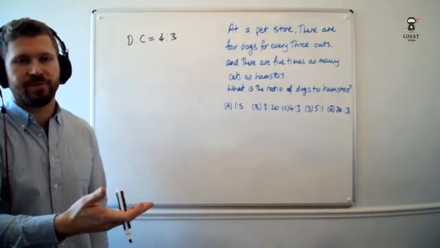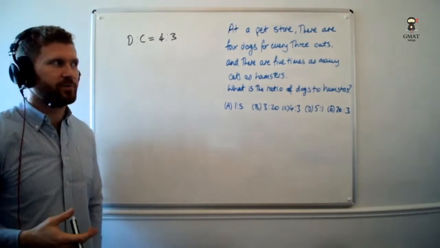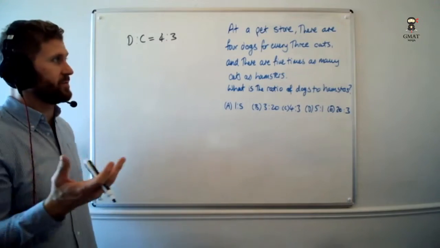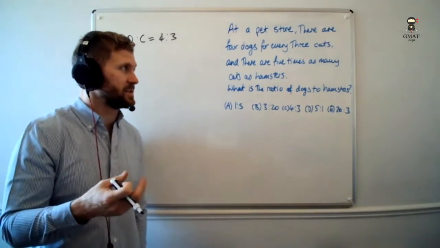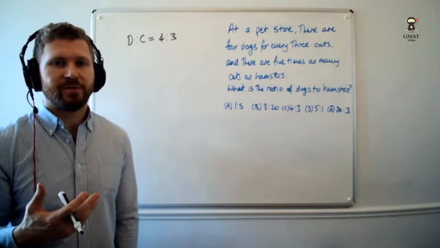4 dogs, 3 cats. If there were 8 dogs, 6 cats, so that ratio builds up, but there are still 4 dogs for every 3 cats. So we've got our first ratio there. We just need to find the ratio of cats to hamsters. Now, the way this has been phrased might be a little bit more difficult.